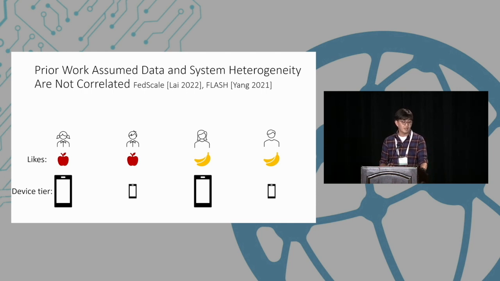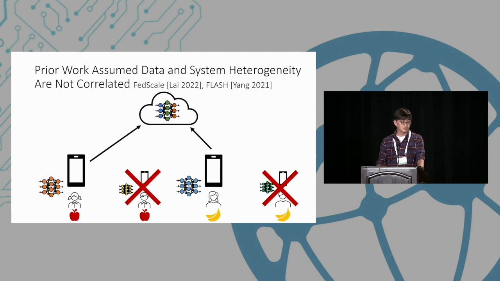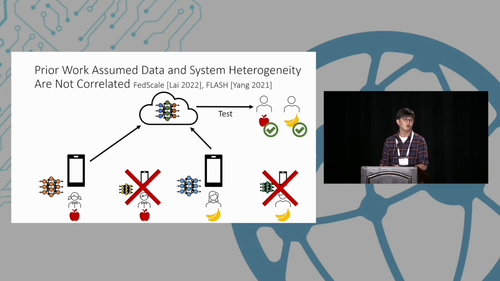By doing so, they are essentially assuming that data heterogeneity and system heterogeneity have no correlation. In other words, the probability of liking an apple or bananas are essentially the same regardless of the device tier the user has. In such a synthetic scenario, even if you apply a tier-aware optimization to low-end devices, it does not really introduce any fairness problems because high-end devices and low-end devices essentially have the same data distributions anyways.